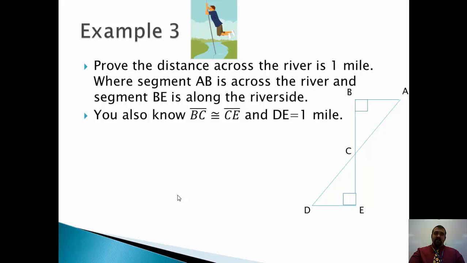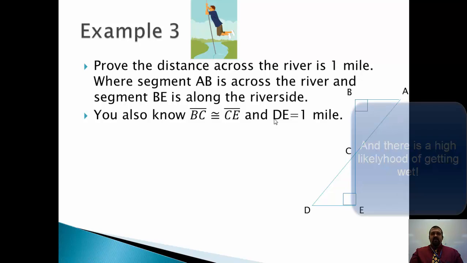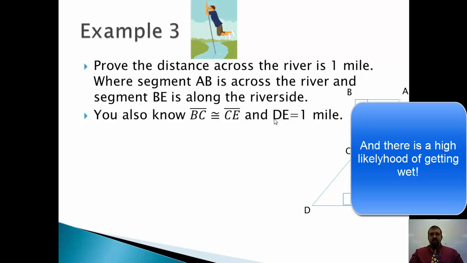The last one, let's actually do a proof. In your book, your example 3 says, prove the distance across the river is 1 mile. In my example here, we have a river right here. This segment here, BE, is the shore of the river on one side. This here is the length across the river. What if I wanted to know how far across the river is? Well, I'm not going to take meter sticks and measure it across. That would be near impossible to do.